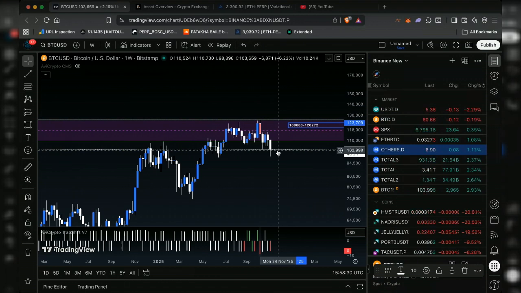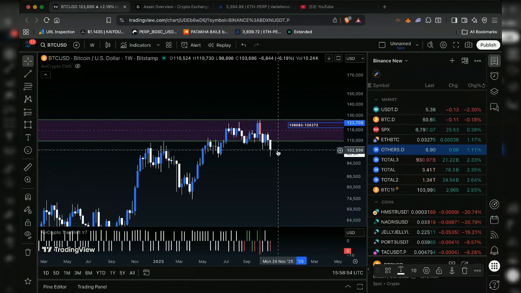According to the charts, what I am seeing is that we will see a very, very bad move towards the downside in the upcoming years. I'm not talking about months or the next year, but in the upcoming years, the Bitcoin you are seeing right now will be maybe half the price. That's my personal thinking. I can be wrong.